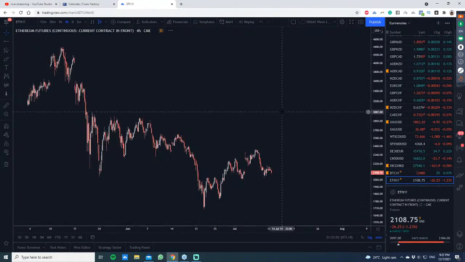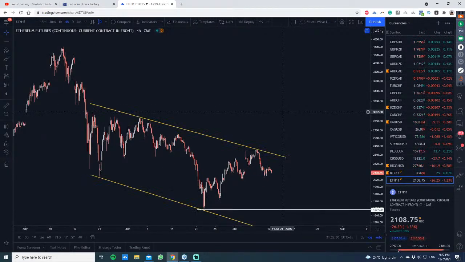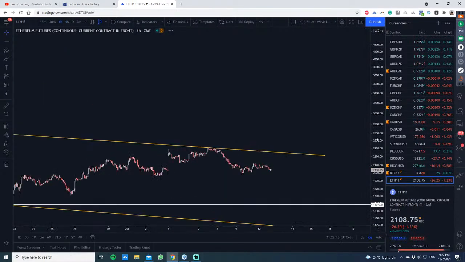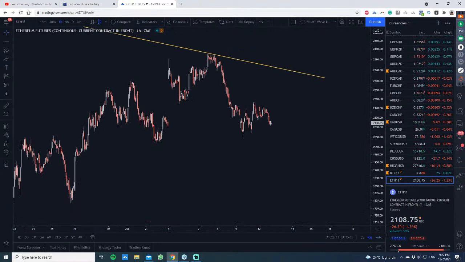Even Ethereum, okay, it's great, right? I'm seeing here over Ethereum right now. If you're looking at short term, maybe the 1 hour chart, I'm liking what I see.